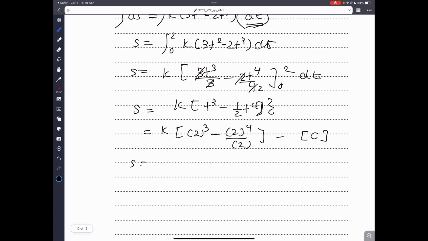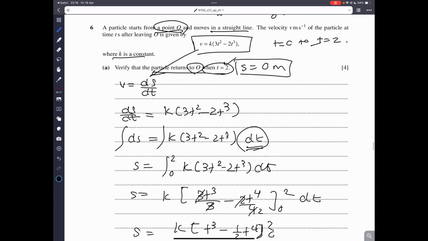So the displacement will also equal 0, and therefore we can see that the particle has displacement of 0 at time t = 2. So we prove this. You get 4 marks.